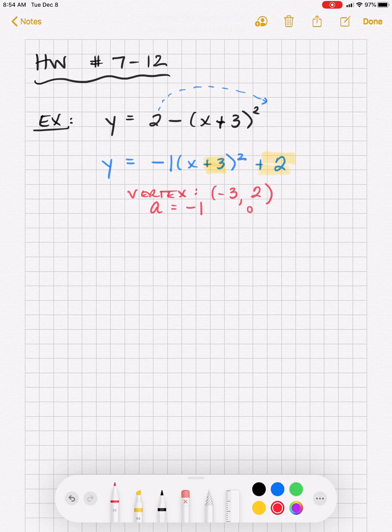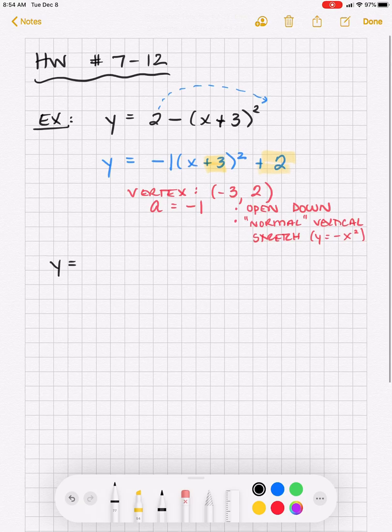This means two things. First, it's going to open down because of that x-axis reflection. The second thing is it's going to have what I consider a normal vertical stretch. So if we know how to graph the equation of a normal y = -x^2, then it's going to have that exact same width. So let's talk about how we graph y = x^2, and then we're going to compare that to how we graph y = -x^2.